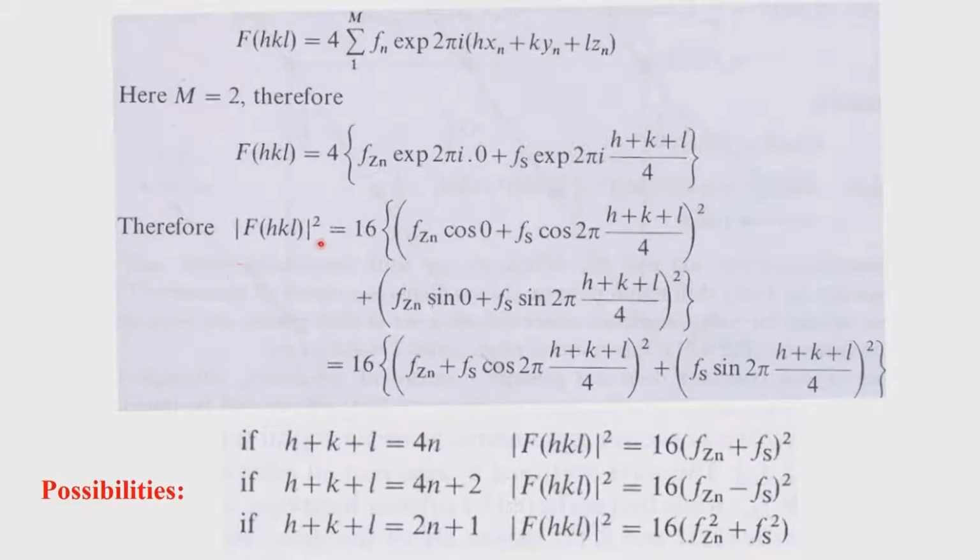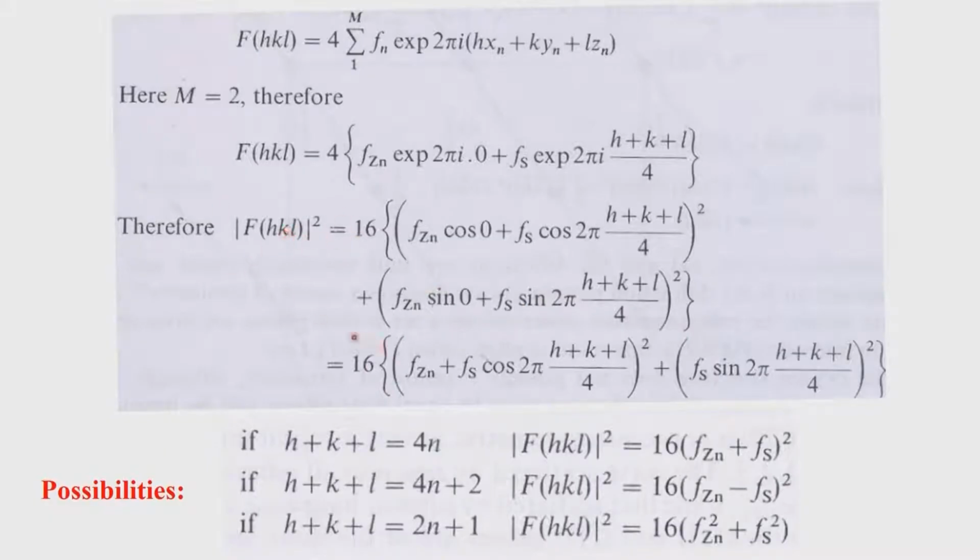So, when we calculate the intensity, it is F of HKL square. So, 4 becomes 16 now, square of that. F of Zn cosine 0 plus F of S cosine 2 pi H plus K plus L by 4, squared. So, this now adds up in case of each one of these. So, F of Zn whole square plus F of Zn sine 0, F of S sine 2 pi H plus K plus L by 4. So, what we have done here is to express it as a cosine plus sine function. Remember, we are looking at the intensity, so there is no imaginary component that gets associated with it. So, this gives us the solution to the problem.